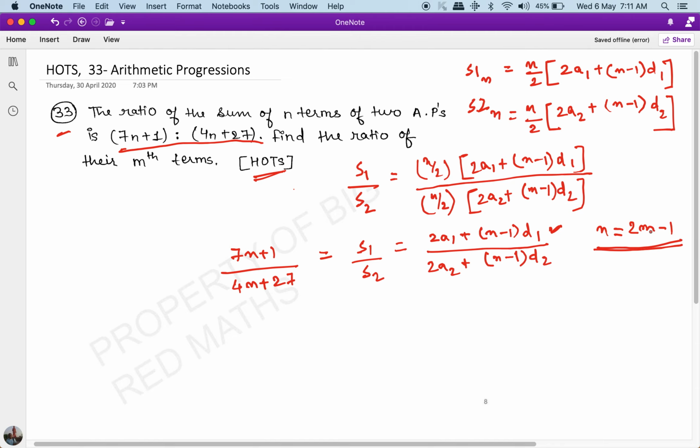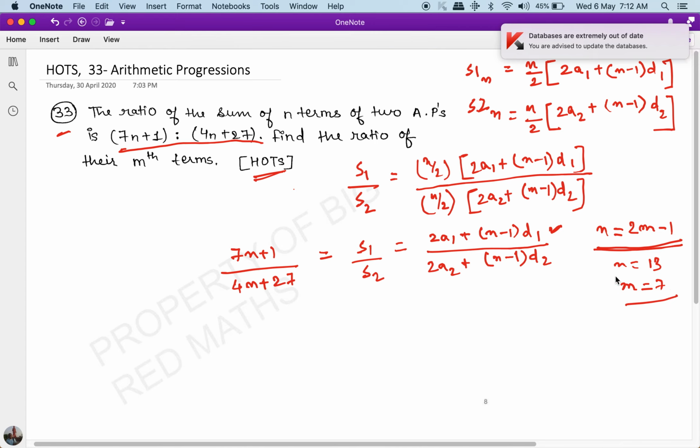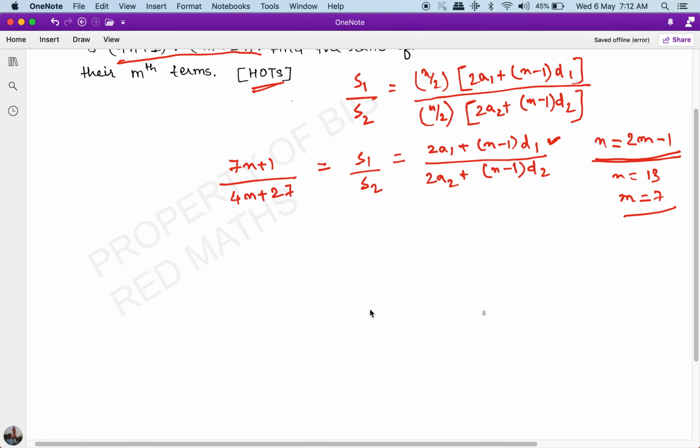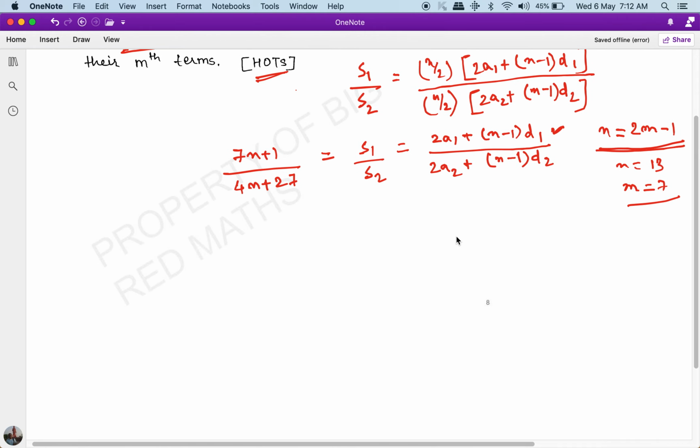Let's imagine n was 13. I am putting n as 2m minus 1, so m will be 7. If n was 13, 2m minus 1 is equal to n, so m becomes 7. I'm just changing the number, I'm not playing around with the values. When I change the number this way, notice very carefully what I get. The same S1 upon S2 remains, and that's why I've put S1 upon S2 at the center.